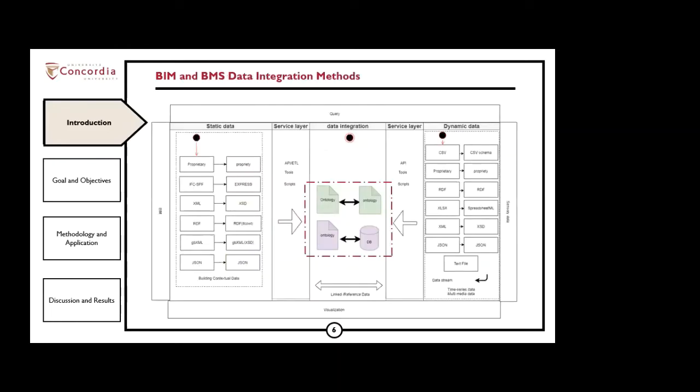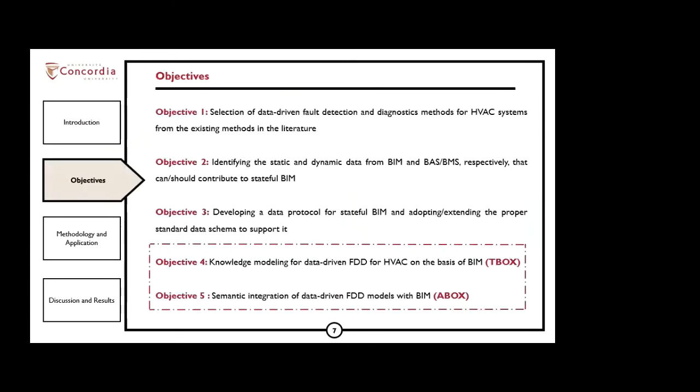This is the overview of my entire research. Based on the literature analysis, I found two integration methods that are able to bring the static, contextual information from BIM and the dynamic, sensory data needed for data-driven studies into an integration database, let's say. So ontology and databases can be used to integrate these, and further they can be queried or visualized to get the information for AFDD.